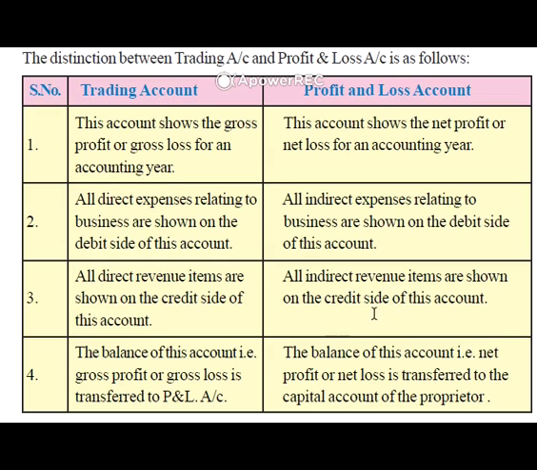Indirect revenue is shown on the credit side, and direct revenue items also are. So there is a differentiation between direct expenses and indirect expenses. In the profit and loss account, we include indirect expenses, but in the trading account, we include direct expenses. In the balance sheet, the gross profit or loss is transferred to the profit and loss account, and the balance of this account is also transferred to the capital account of the proprietor. So in the balance sheet, you can see a differentiation between these two.